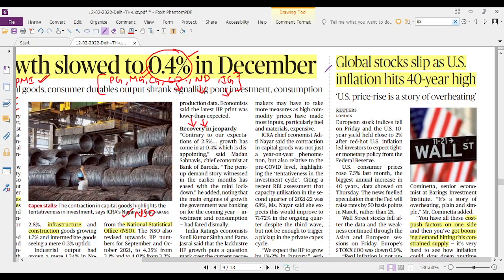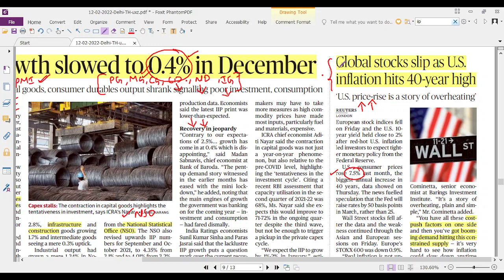Global stocks slip as US inflation hits 40-year high. During the COVID pandemic, all the central banks went for easy monetary policy. They kept increasing the money supply in the economy because of the pandemic. Because of which we are seeing the after effects now. The inflations are rising. Now USA is seeing almost 7.5% of inflation. That is one of the highest inflations that USA has seen in almost 20-30 years.